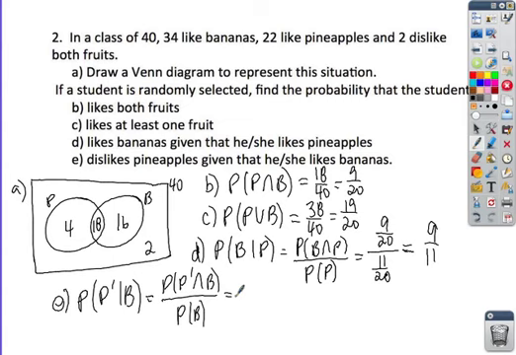That has to be the group that is 16. So 16 out of 40 over, and the probability of liking bananas is the 34 out of 40. And again, we should know that that fraction reduces to 16 over 34, and in lowest terms would be 8 over 17.